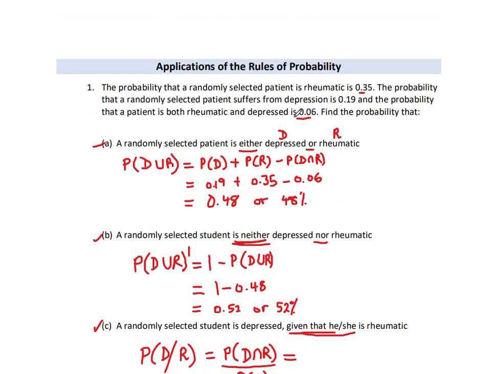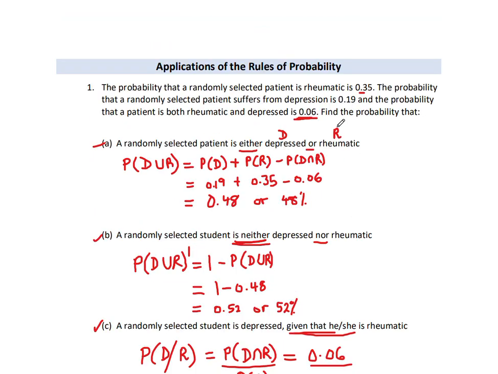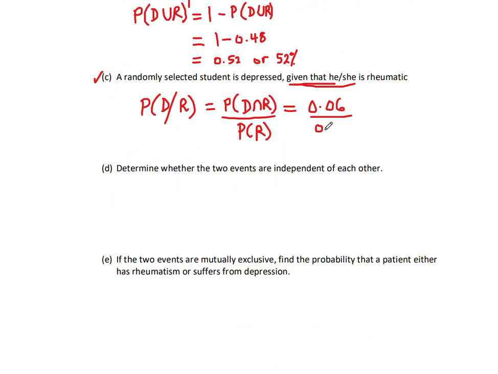So we are given D intersect R in the question. Note that D intersect R is the same as R intersect D. The intersection can be expressed interchangeably like that. So we're going to put 0.06 here, which is the numerator, the probability of D intersect R, divided by the probability of R, and the probability of R, which is the probability that a person suffers from rheumatism, is 0.35. So here we divide 0.06 by 0.35 to get our result.